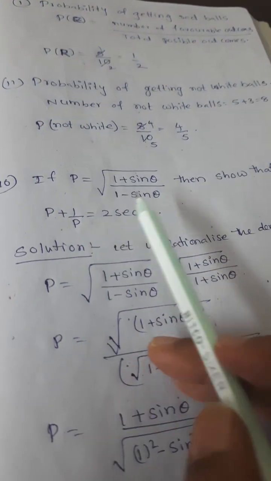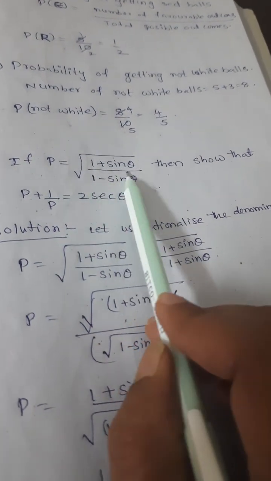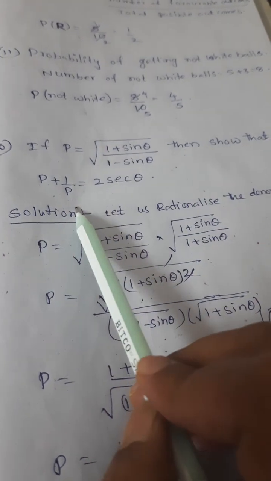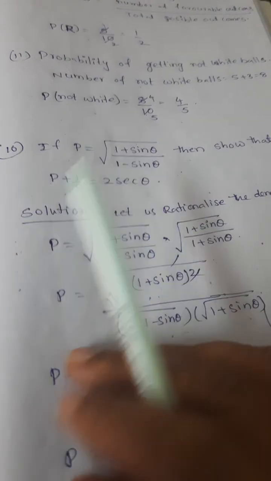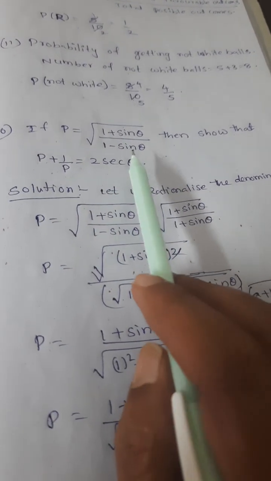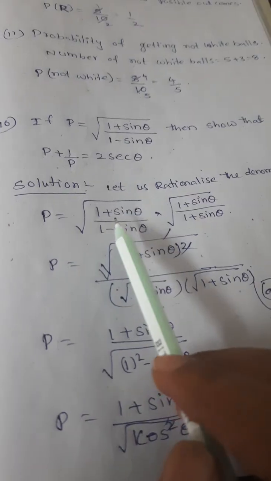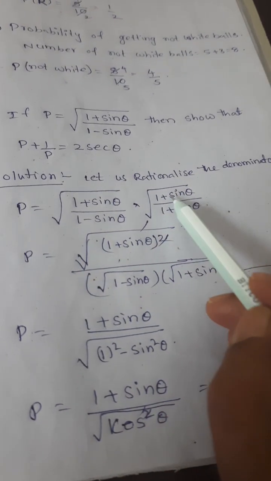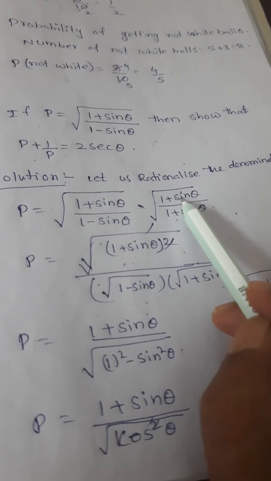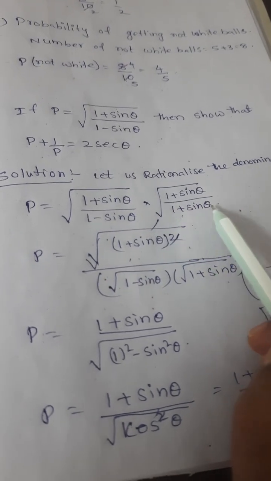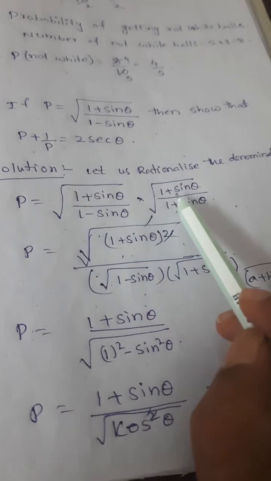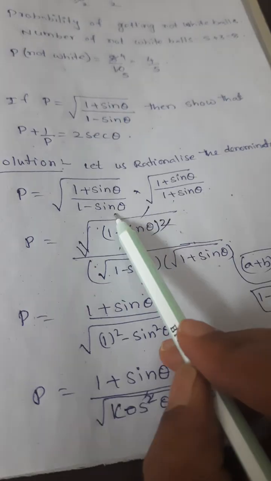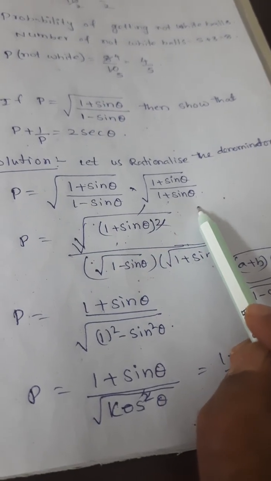Next, 10th question. If P is equal to under root 1 plus sin theta by 1 minus sin theta, then show that P plus 1 by P is equal to sec theta. Here we should first rationalize the denominator. In this, the denominator 1 minus sin theta is there. We should multiply both numerator and denominator with under root 1 plus sin theta. So 1 plus sin theta into 1 plus sin theta, 1 plus sin theta whole square. This is 1 minus sin theta into 1 plus sin theta.